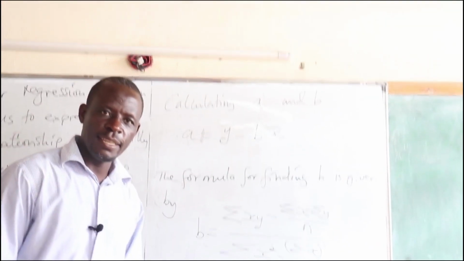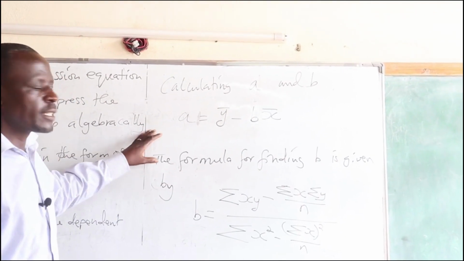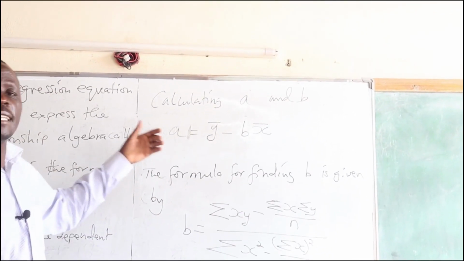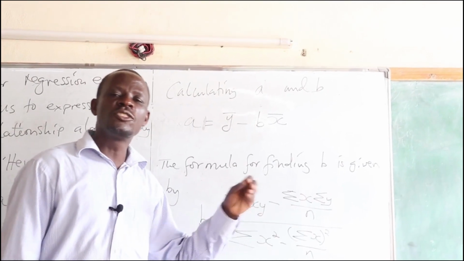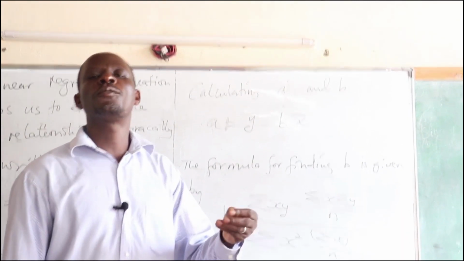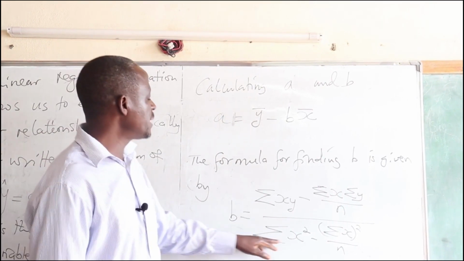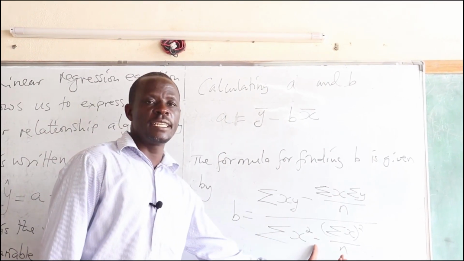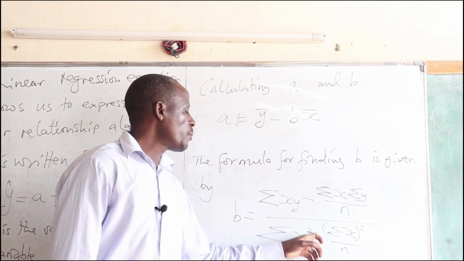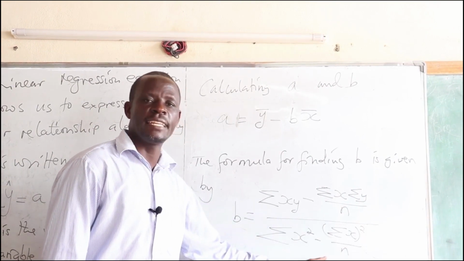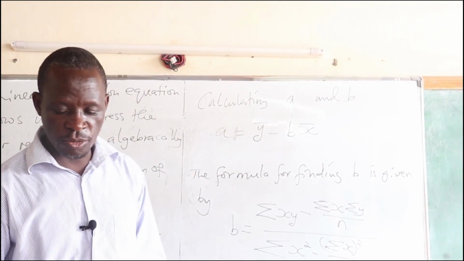Let me emphasize here that we should take note that regression of y on x is not the same as the regression of x on y, because the other one will change. Instead of having this as a denominator, we are going to have the sum of y squared minus the sum of y, bracket squared, over n. That we must take note of.